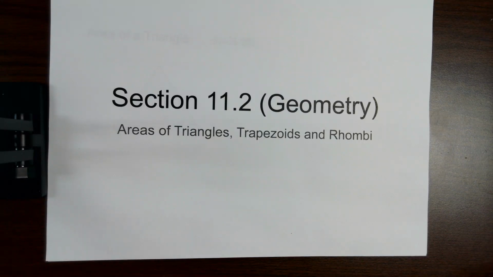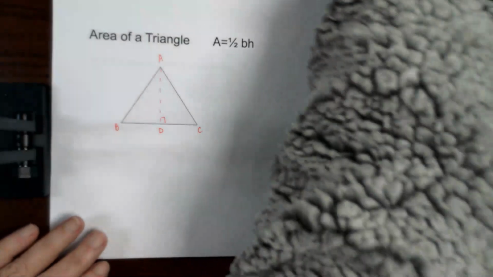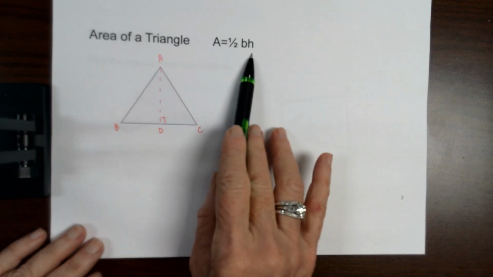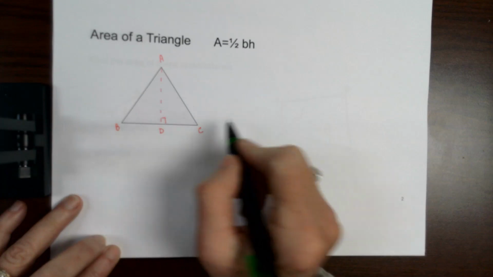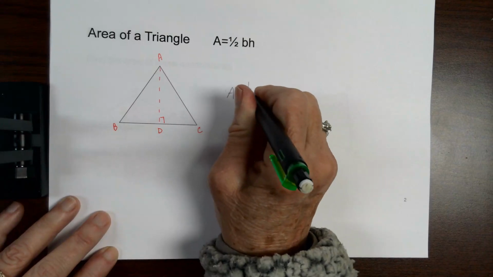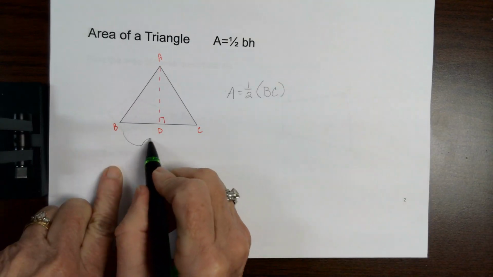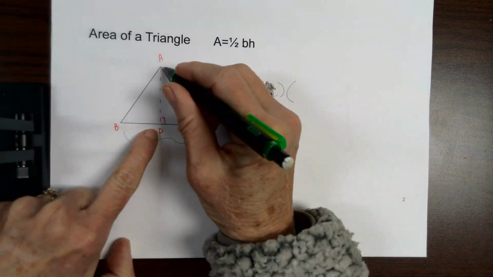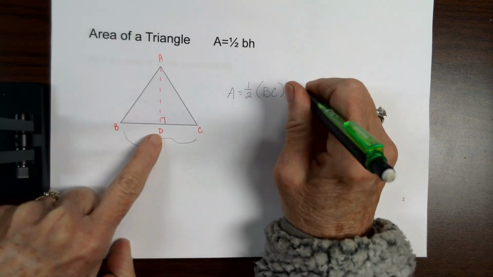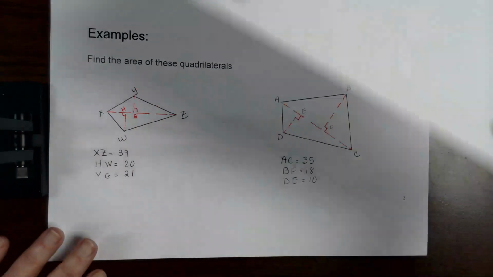Section 11.2 has to do with areas of triangles, trapezoids, and rhombi. The area of a triangle, and you've known this for years, is equal to 1/2 the base times the height. So in this particular illustration, the area is equal to 1/2. The base would be BC, this distance along here. The height would be the perpendicular line from A to D. It has to be perpendicular, so that would be AD. That's nothing new for you.